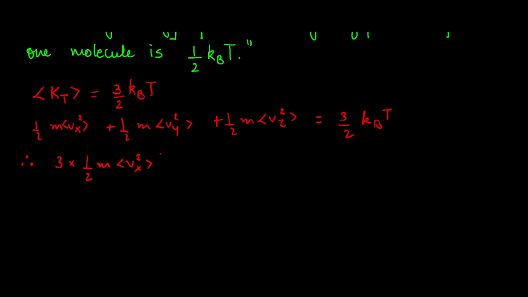Apple plus apple plus apple, 3 apple equal to 3/2 kBT. Okay, what's cancelled now? 3 cancelled.